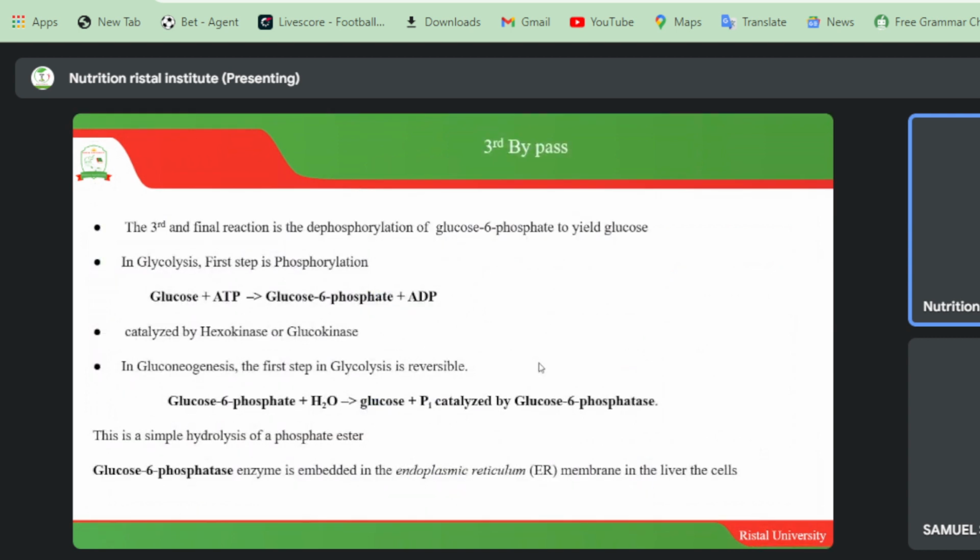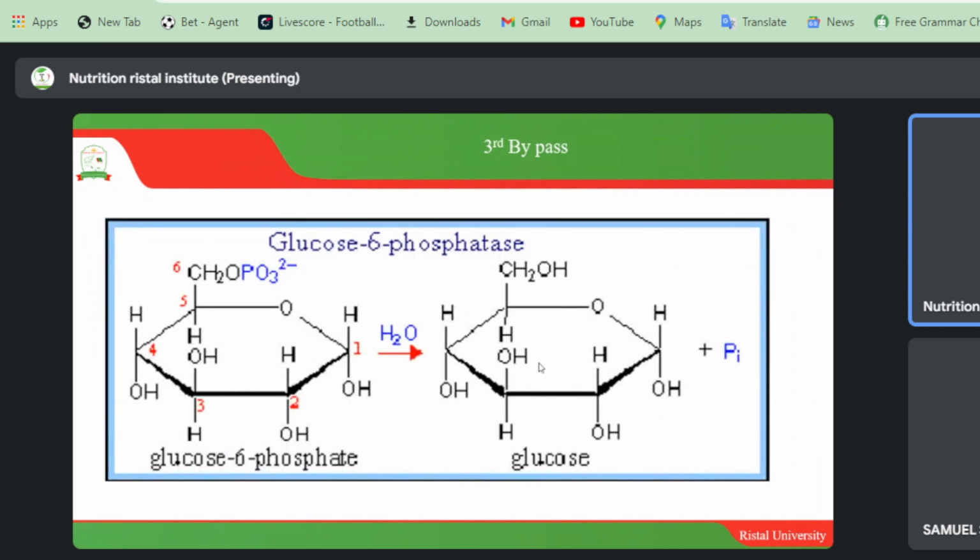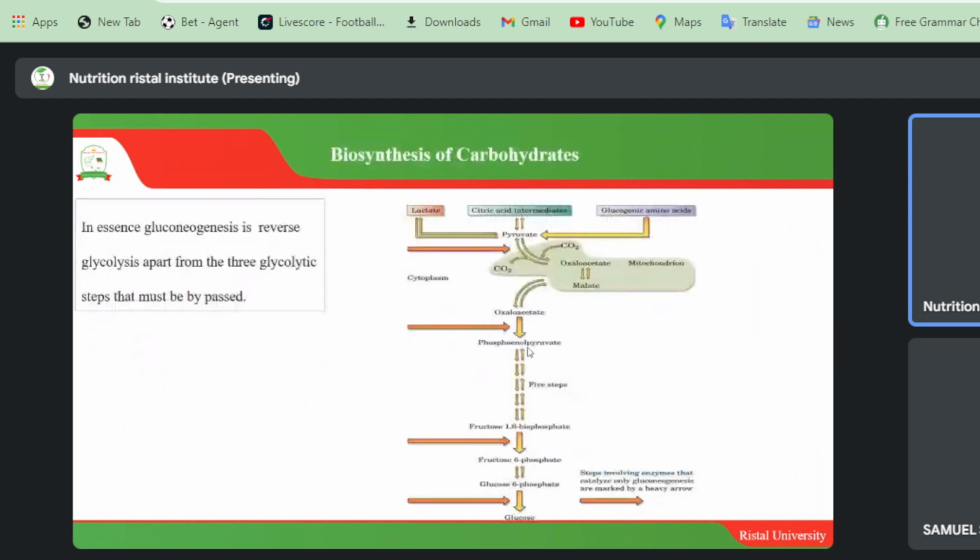So you just add the reaction to its product. So that is basically what it is. Those are the reversal reactions that take place. And this enzyme called glucose 6 phosphatase is embedded in the endoplasmic reticulum (ER) membrane in the liver cells. And here is the illustration, a visual to show you the reaction.